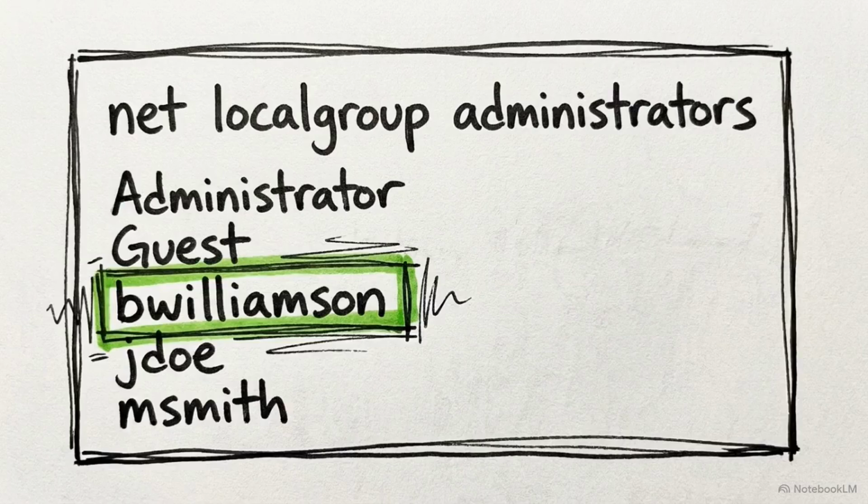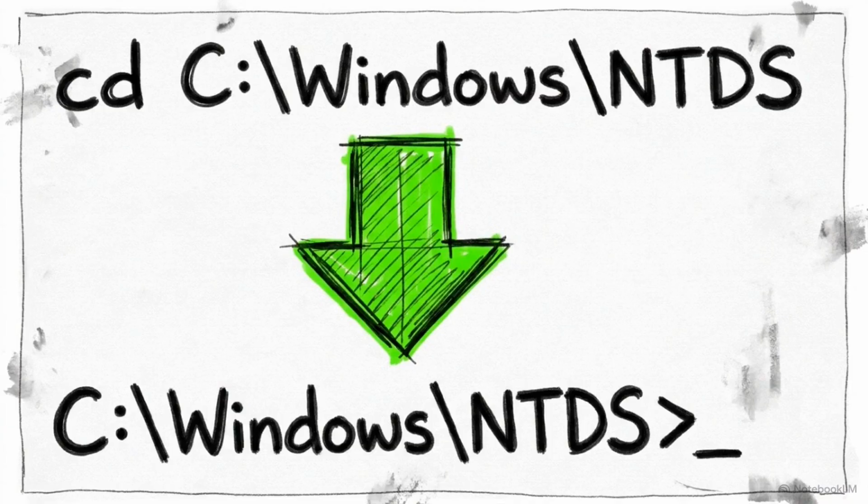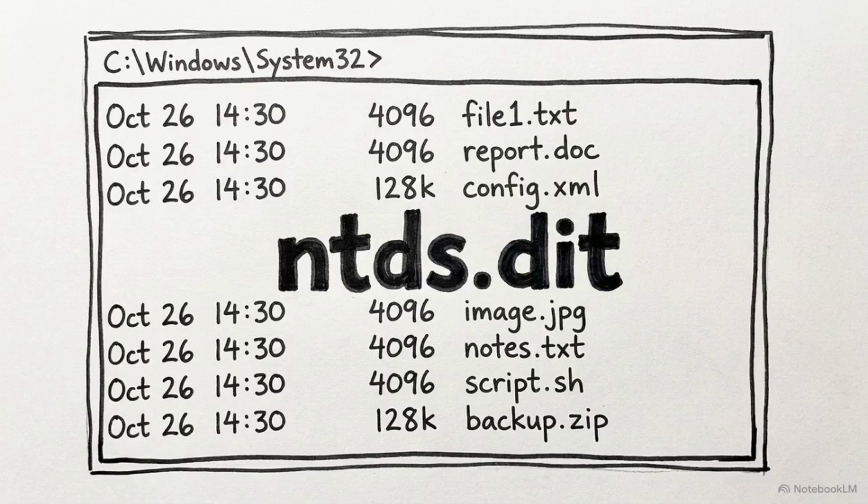This command output confirms our current user is a member of the local administrators group, giving us the necessary rights to interact with secure directories. We navigate directly to the system root folder. Listing the directory contents reveals our primary target, the NTDS.dit file.